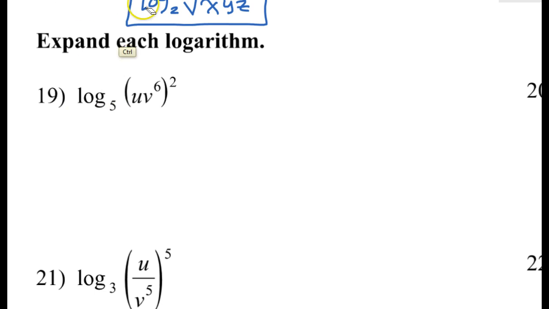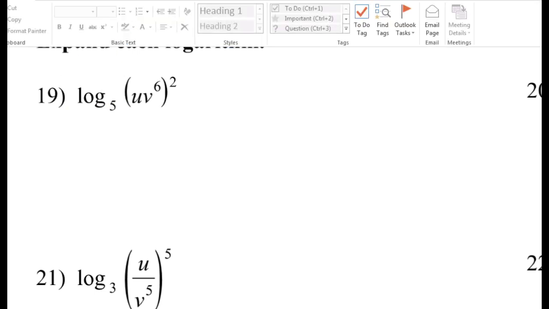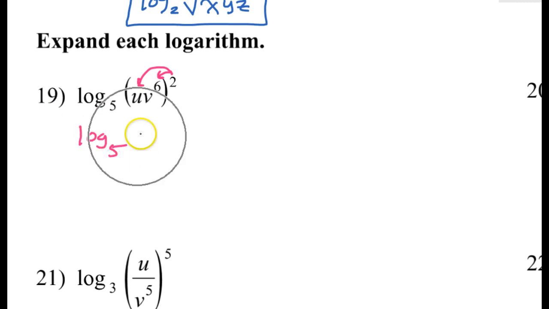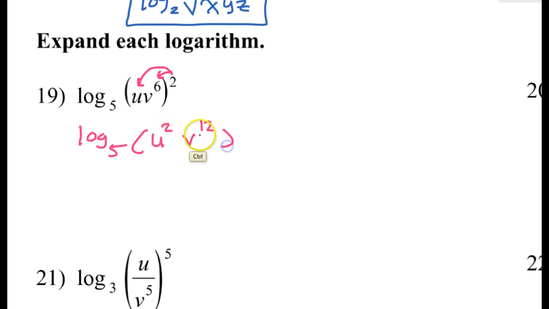On problem number 19, we have one little extra algebraic step here. There's a number of ways we could do this. I think the easiest thing to do is to go ahead and square each of these things before we start expanding things. So this would be the same thing as log base 5 of u squared v to the 12th power. When you raise a power to a power, you multiply.